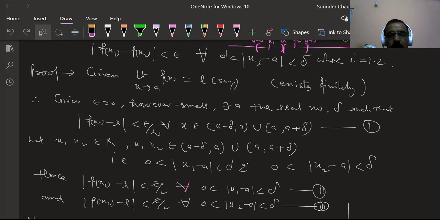Similarly, if I take x2 from here, this is again true. If you take x1 from here, x2 from here, or from here, this is also true. This holds true for the third and fourth. Now why epsilon by 2? In the definition we have written, if the limit is equal to L, then |f(x) - L| is less than epsilon, so why epsilon by 2?